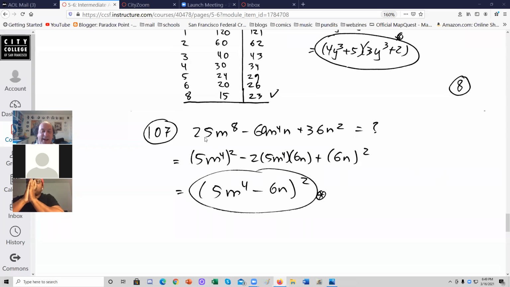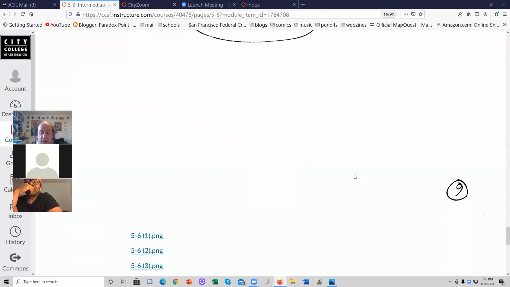Here we have 25m to the 8th minus 60m to the 4th n plus 36n squared. Now, this is a square. 25m to the 8th is the square of 5m to the 4th. This 36n squared is the square of 6n. Now, if twice their product matches what we have in the middle, then we use the perfect square formulation. Let's see. 2 times 5m to the 4th times 6n does indeed equal 60m to the 4th n. So we have square minus twice product plus square. That's the square of a difference: 5m to the 4th minus 6n, all squared. All right.